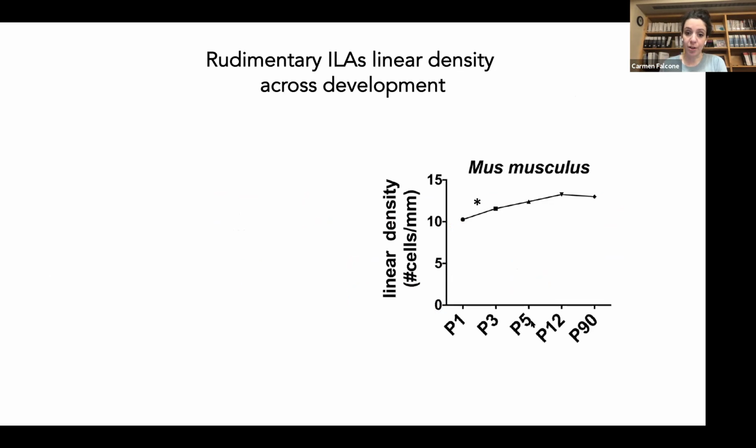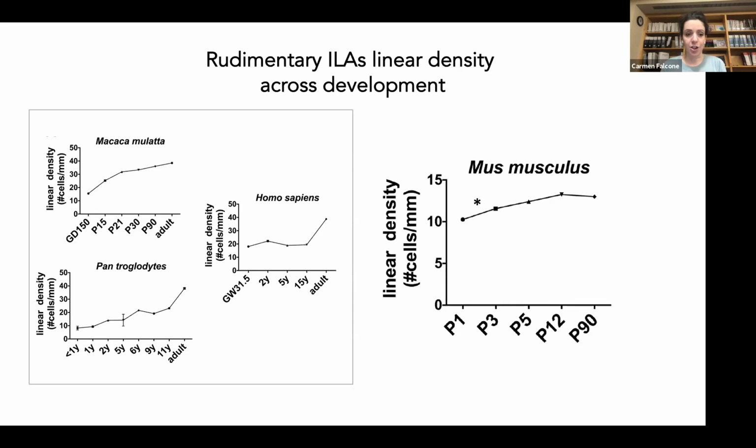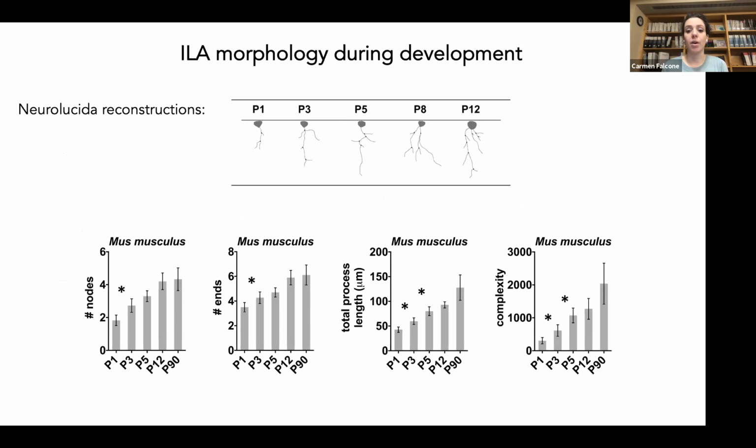So this happens also for the density. We couldn't find any appreciable difference in the density of these rudimentary interlaminar astrocytes after postnatal day 3. So the number really stayed kind of the same. And this is just to show you how instead in the primates, the density was going up during development. And the morphology also, we couldn't find any difference after postnatal day 5. So the morphological complexity also reached a plateau much earlier.